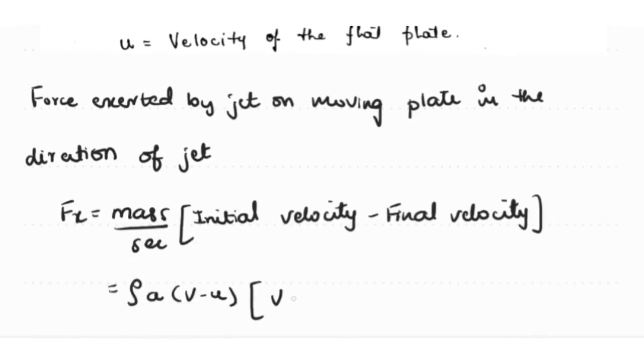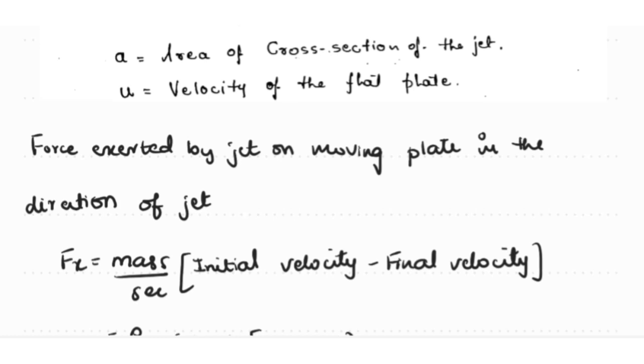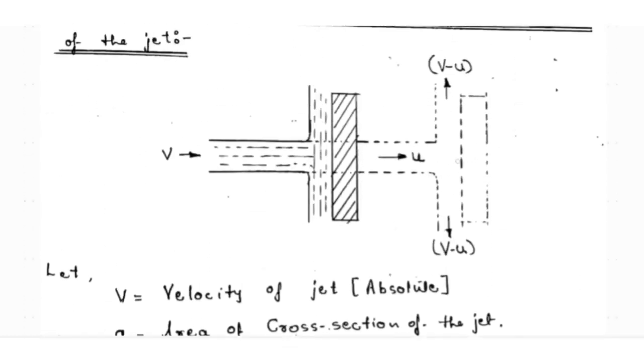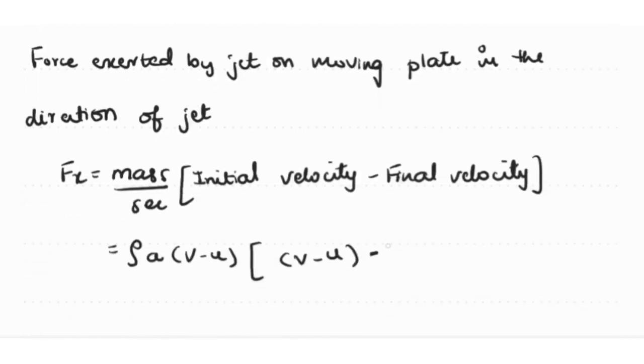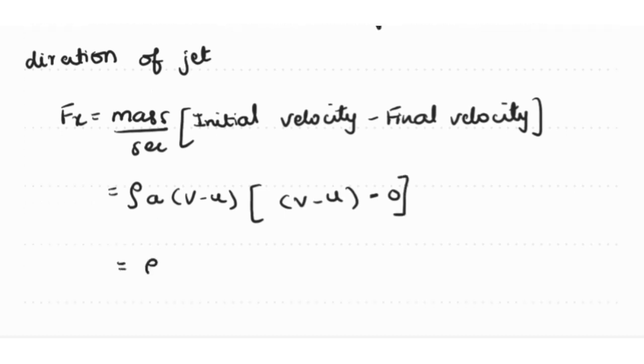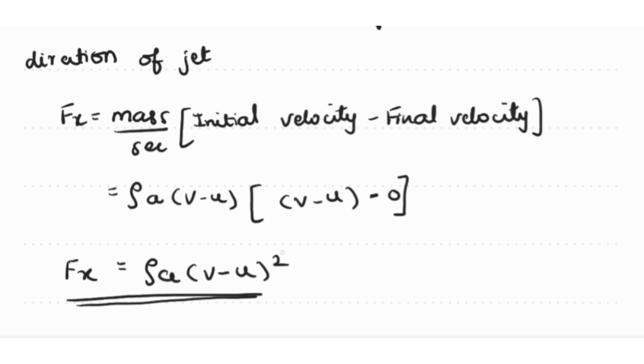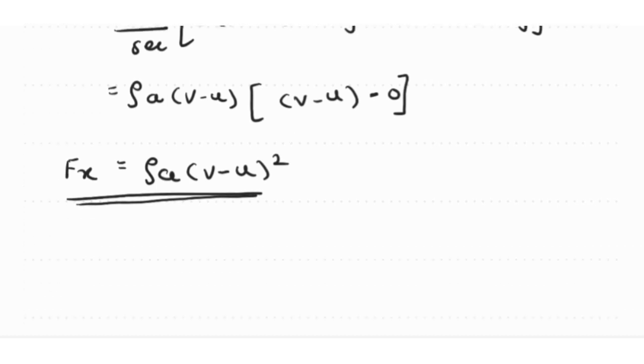So we'll take it as v minus u, minus, what is the final velocity in the x direction? There is no final velocity after striking the plate in the x direction, so we can put it as 0. If we solve it, we will get rho into A, v minus u, v minus u. So that is equal to rho A into v minus u whole square. That is equal to the force exerted in the direction of jet on the moving flat vertical plate.